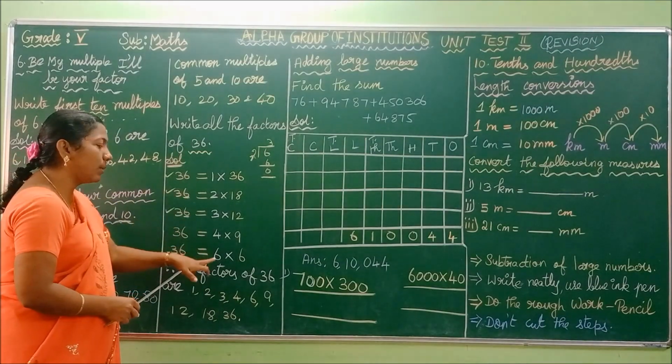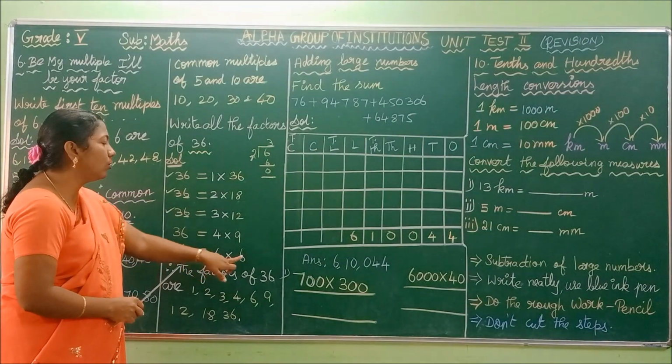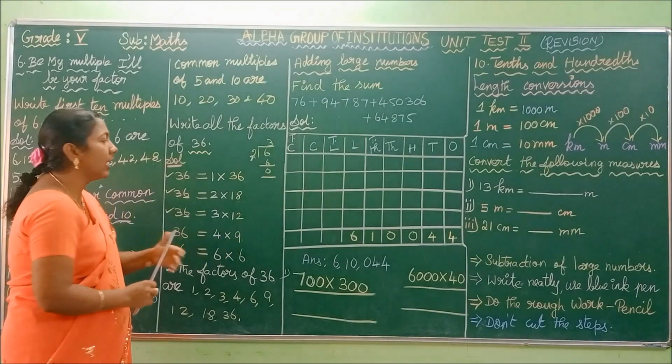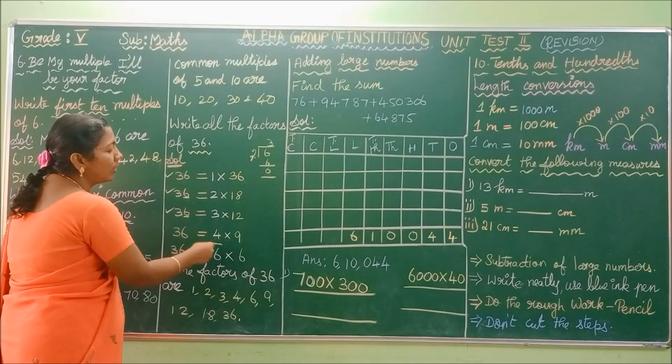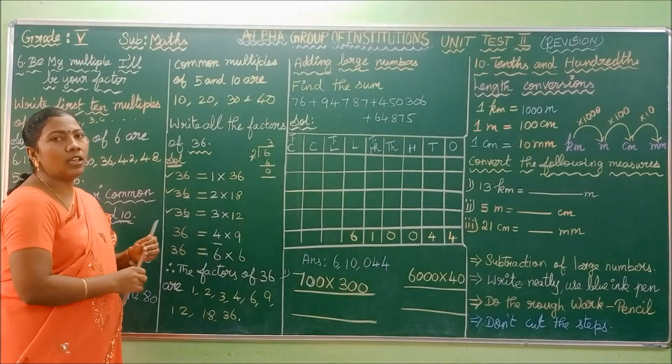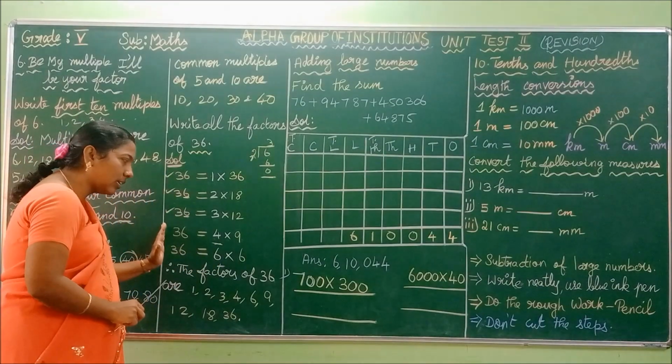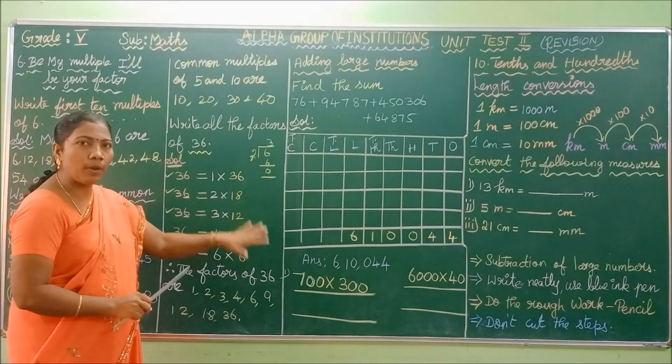So we go to the next number, 6. We are writing 6 into 6. Similarly 4 into 9. It is not a multiple of 5, so we leave the number 5 and then 6. These are the only possible ways of writing 36 as a multiple of some other numbers.